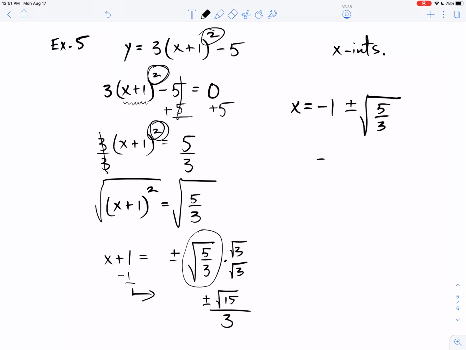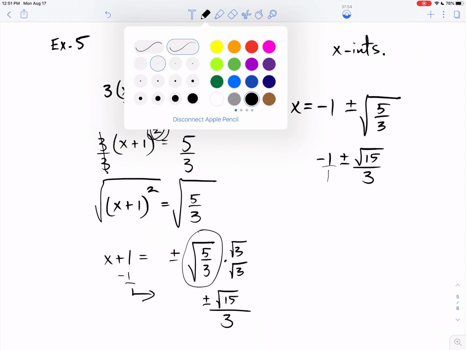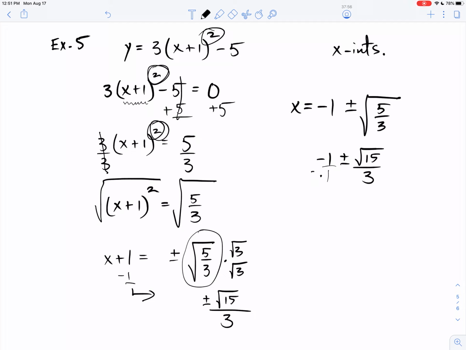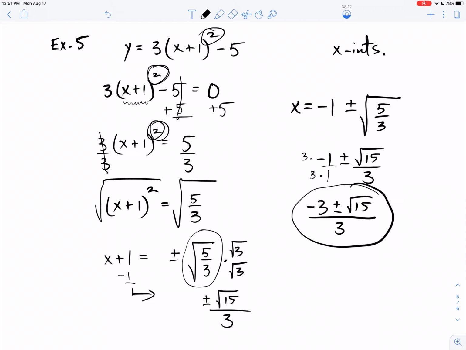So let's see how that looks. -1 plus or minus rad 15/3. But see, here's the deal. This guy right here has a 1 on the bottom. That's his denominator. We're not supposed to do that. We're supposed to get common denominators so that the next dude or dudette does not have to do that. So I'm going to get a common denominator. Multiply top and bottom by 3. Then I would have -3 plus or minus rad 15, both quantities divided by 3. That would be the polite answer.